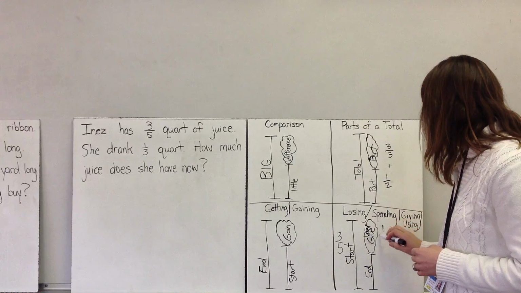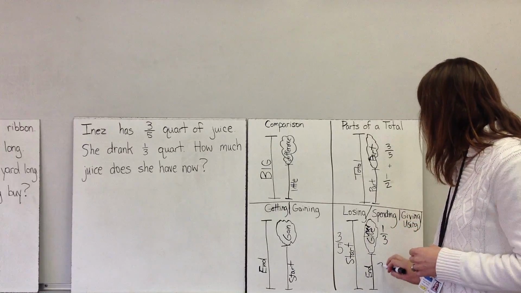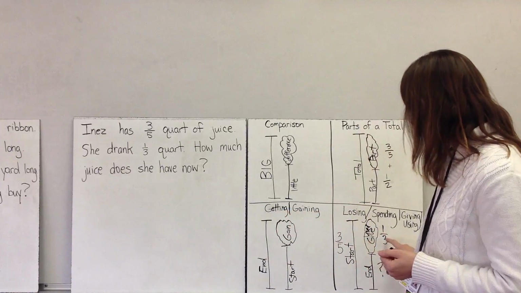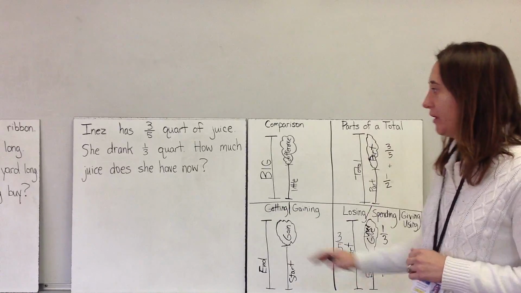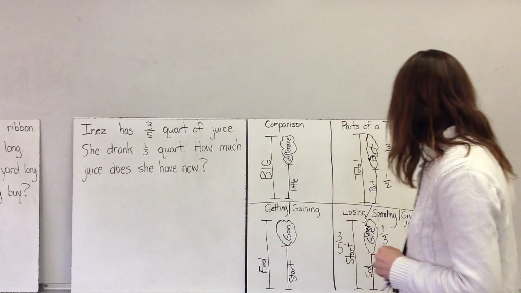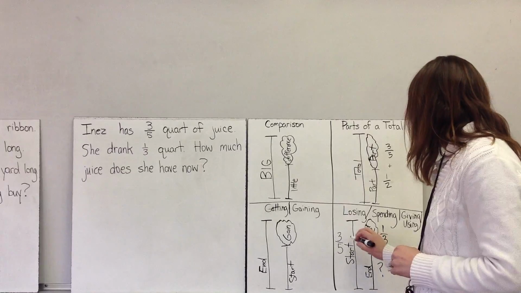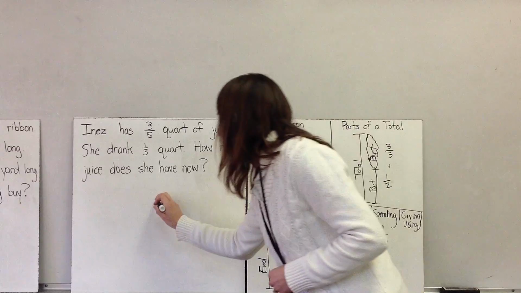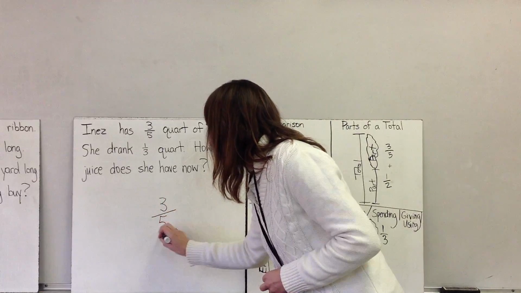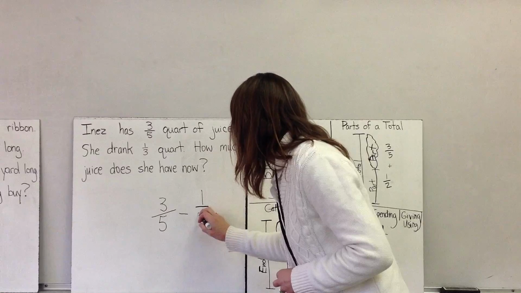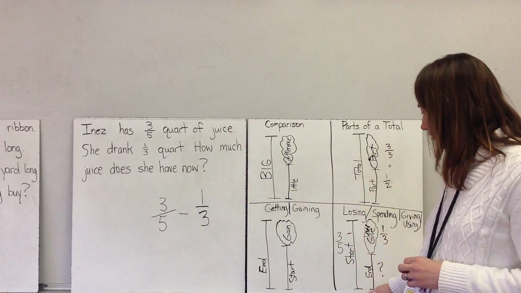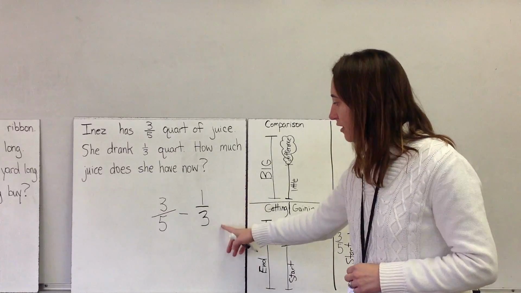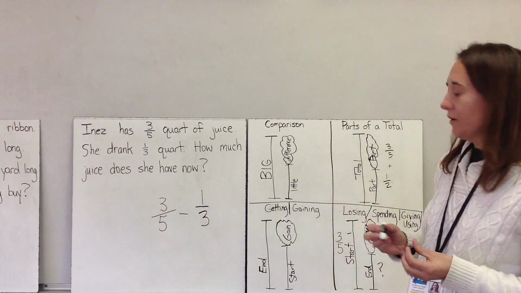And that's 1/3. So what are we missing? We're missing how much she ended up with, how much was left over. And so in this case, since we're missing one of the smaller ones, we would, of course, subtract. 3/5 minus 1/3. And it's also important to see that you're always going to subtract the larger thing, or start with that, and then how much they used or lost right here. Okay, so that's this one.